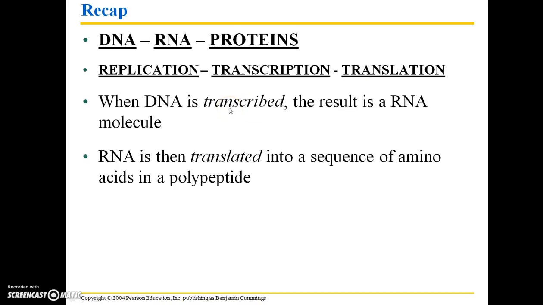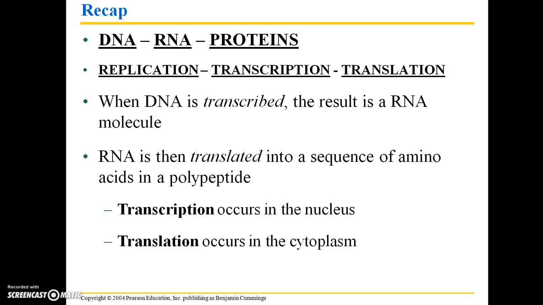So when DNA is transcribed, the result is an RNA molecule, and RNA is then translated into a sequence of amino acids in a polypeptide. Transcription occurs in the nucleus, and translation occurs in the cytoplasm.